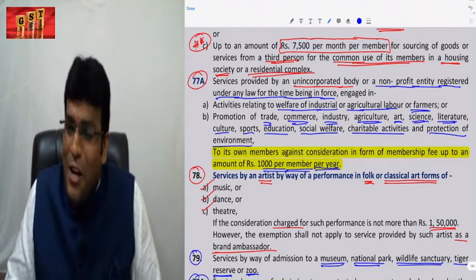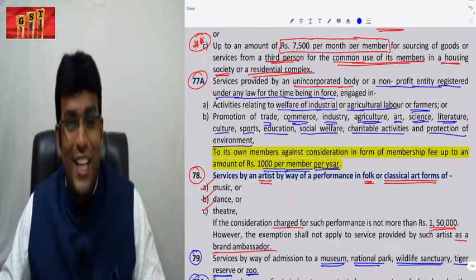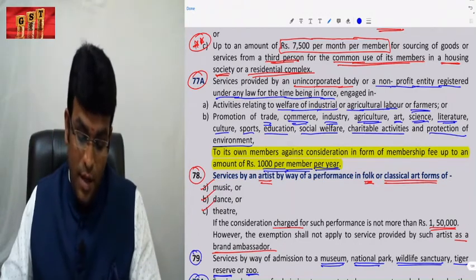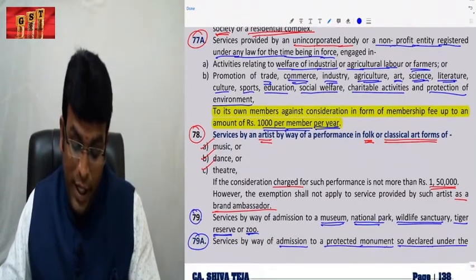Getting clarity, guys? Very interesting point. Clear? Come on, friends. Looking at the next point now.